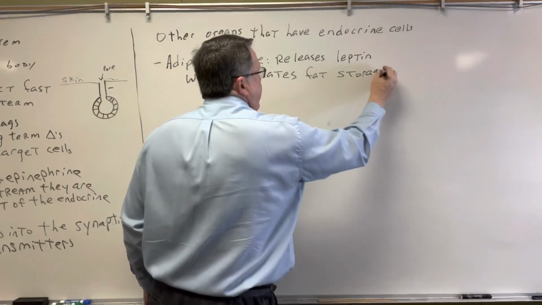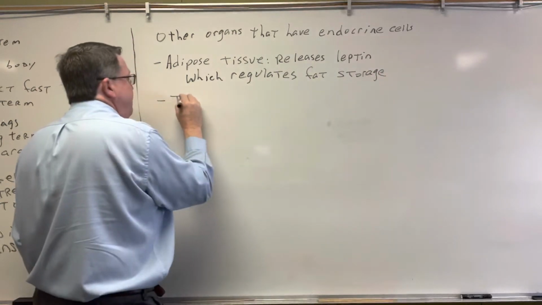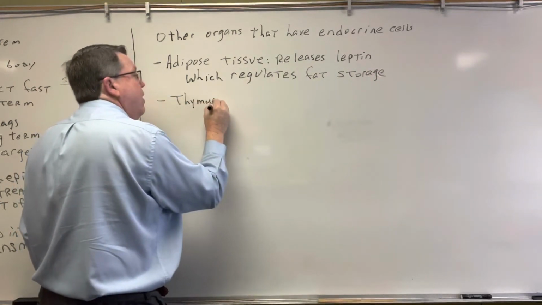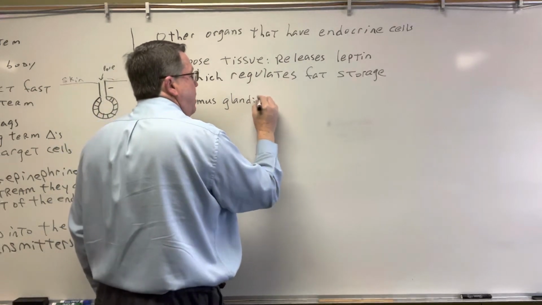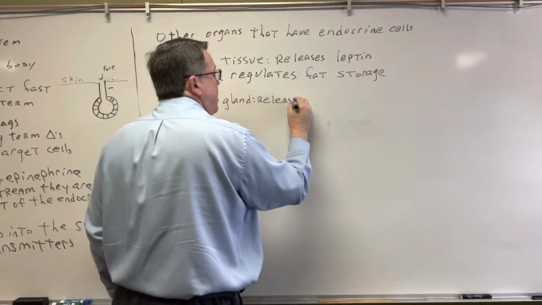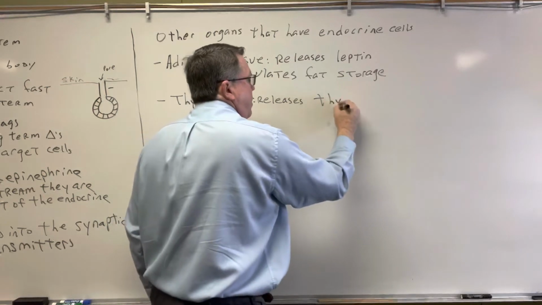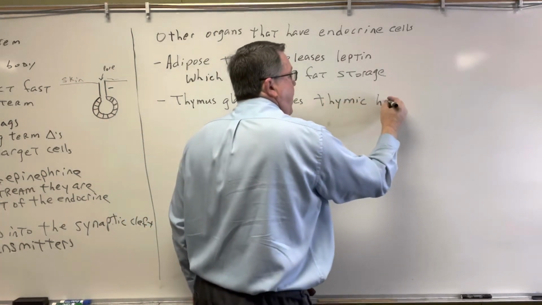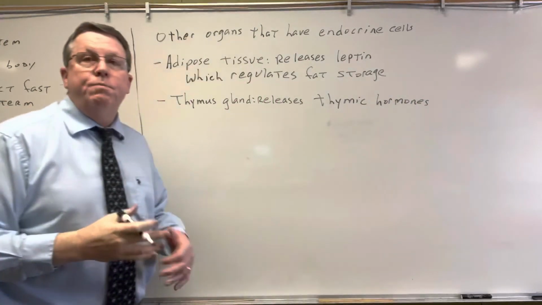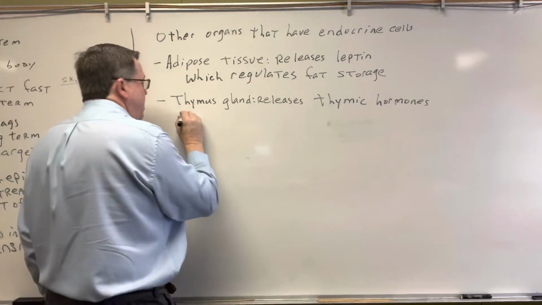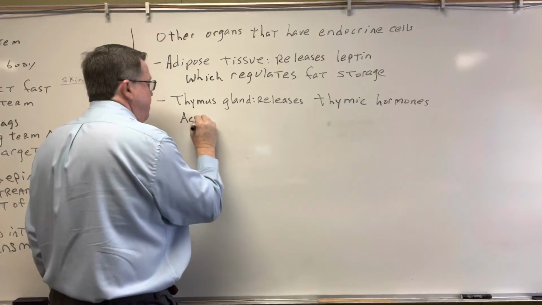Okay? Then you also have your thymus gland, right? And what the thymus gland is going to do is it releases thymic hormones. And what thymic hormones are going to do is thymic hormones are responsible for the activation of B and T cells in the immune system.